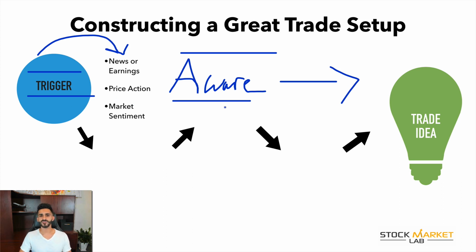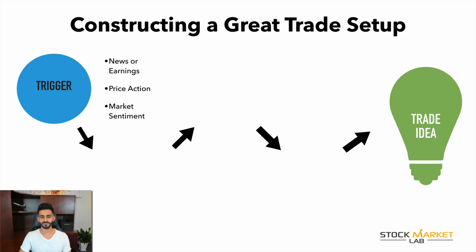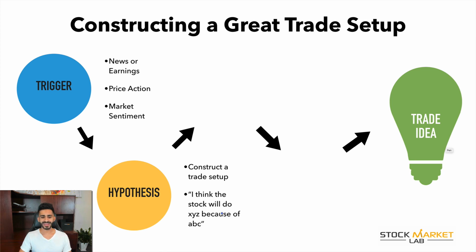Let's say a company has phenomenal earnings. Let's say a company announces a new contract. Let's say a company is surrounded by a lot of good news or even bad news. That gives us a trigger point and makes us aware of that stock. Next, before we move forward, we need a hypothesis. We need to construct a trade setup. We need to say, I think the stock will do X, Y, and Z because of ABC. Right? This is very important.